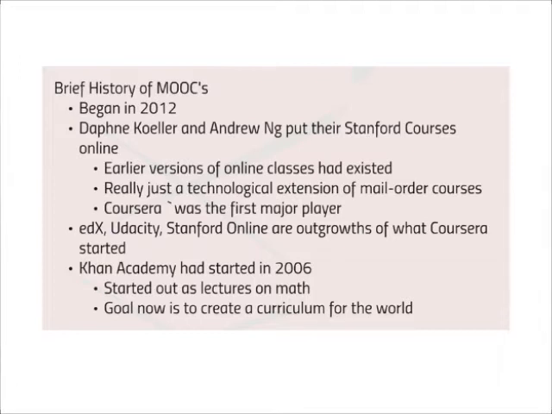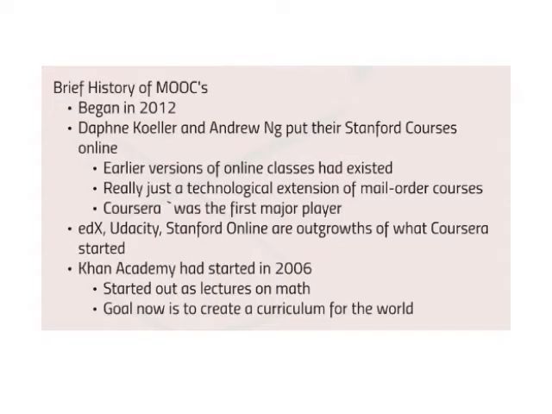Now, about this same time, a little bit before, Sal Khan started Khan Academy. And though not officially a MOOC, it's very much like a MOOC. You can go to Khan Academy and take courses in mathematics, and it started out just as lectures. Now, his goal, and he's backed by Bill Gates, and Bill Gates went to the guys at Google, so Google and Bill Gates are both backing Sal Khan, is to create a curriculum for the entire world. And so that's how this kind of got started.